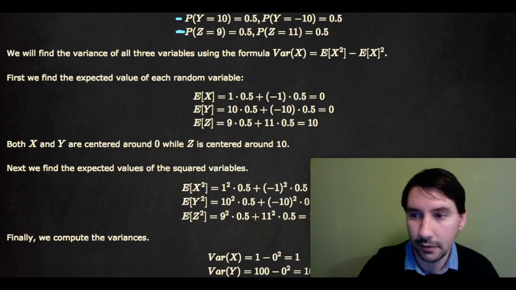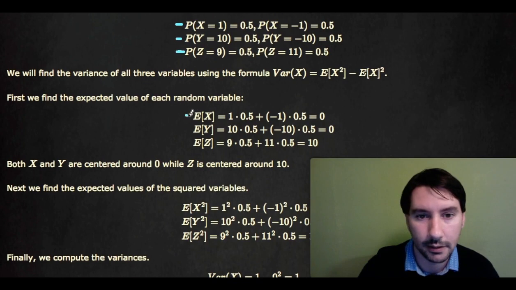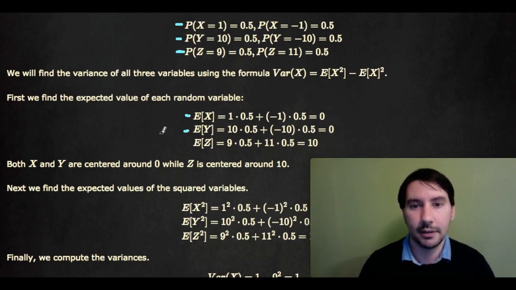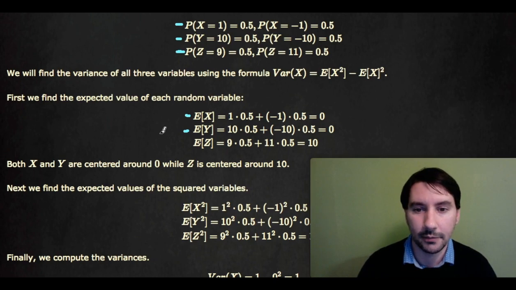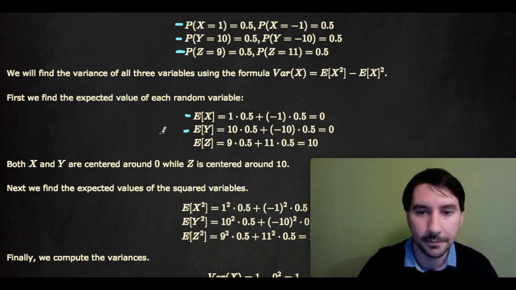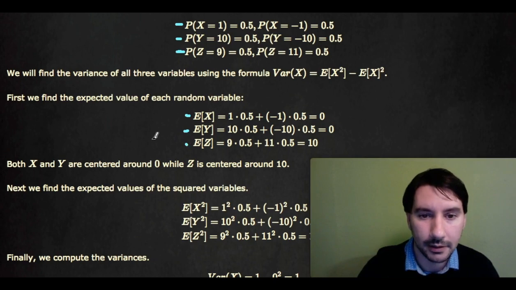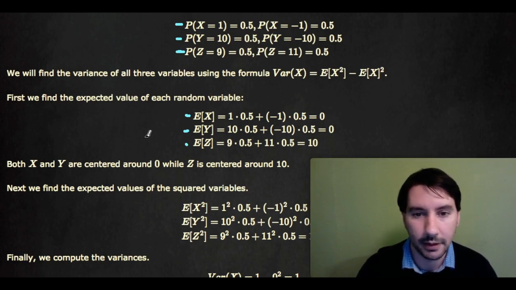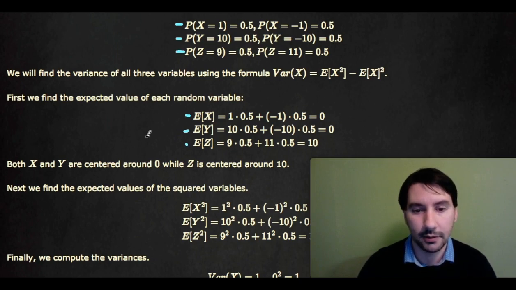Alright, so the expected value of x is 1 times 1/2 plus -1 times 1/2, which is 0. The expected value of y is 10 times 1/2 plus -10 times 1/2, which is also 0. So x and y have the same expected value, but z has expected value 9 times 1/2 plus 11 times 1/2, which is 10. So x and y are both centered around 0, while z is centered around 10.